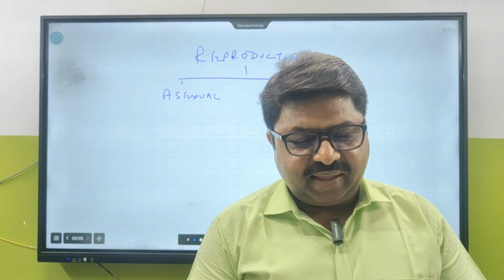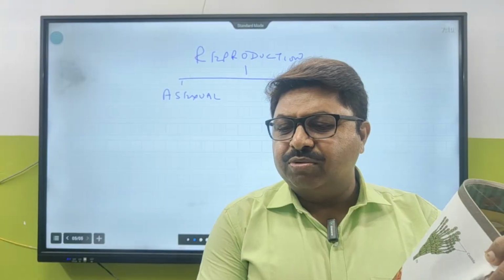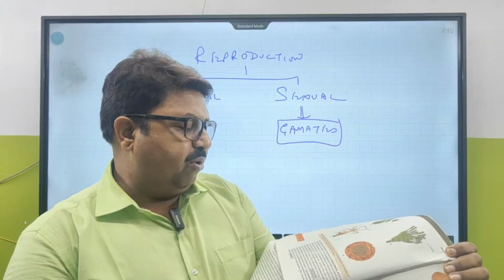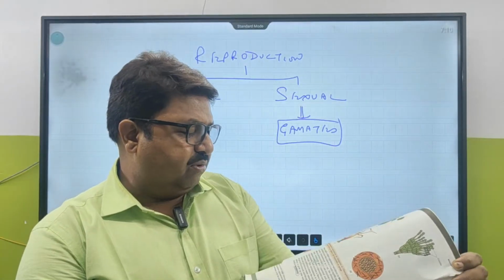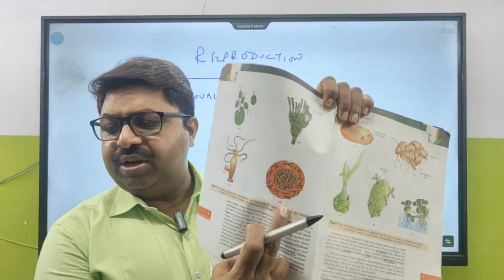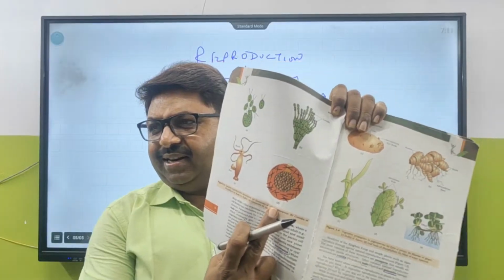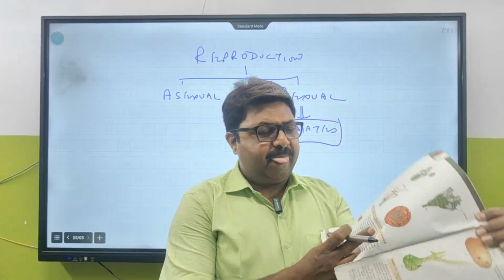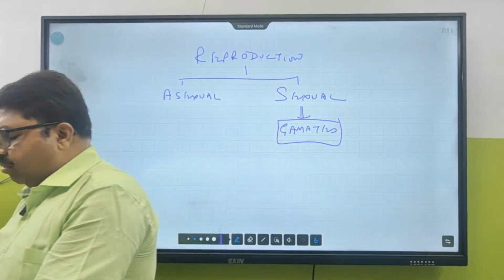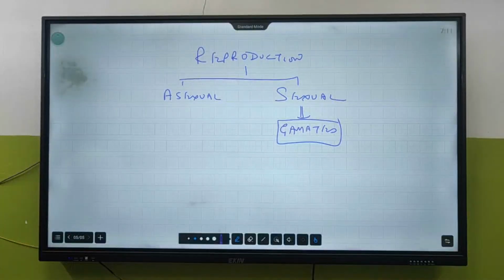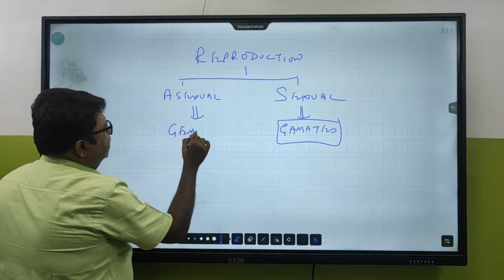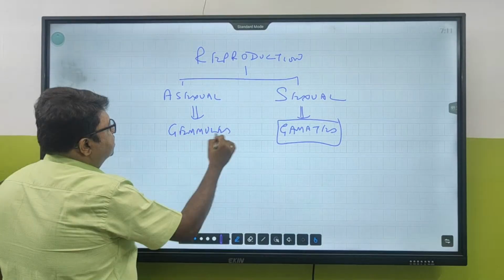Yes. This is a structure which is called gemmules. These gemmules are there in the old book of class 12. It's not there in the new book. This chapter has been omitted. Now, these gemmules are asexual structures in sponges. So the asexual structure is gemmules.